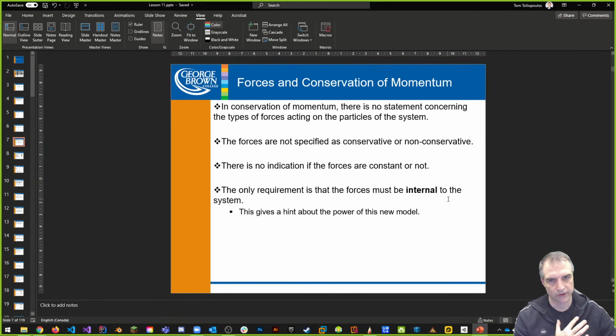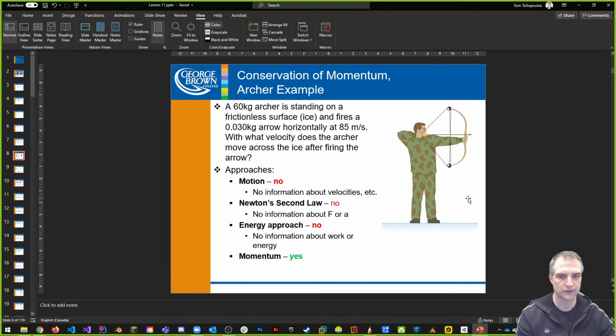When we look at forces and the conservation of momentum, right, we don't really care about specifically whether it's conservative or not conservative as a force. We don't really specify that. We don't know if a force is constant or not. The only requirement is that forces must be internal to the system. And this gives us a hint about the power of this new model, because what ends up happening is, as an example, the momentum is conserved inside the system.